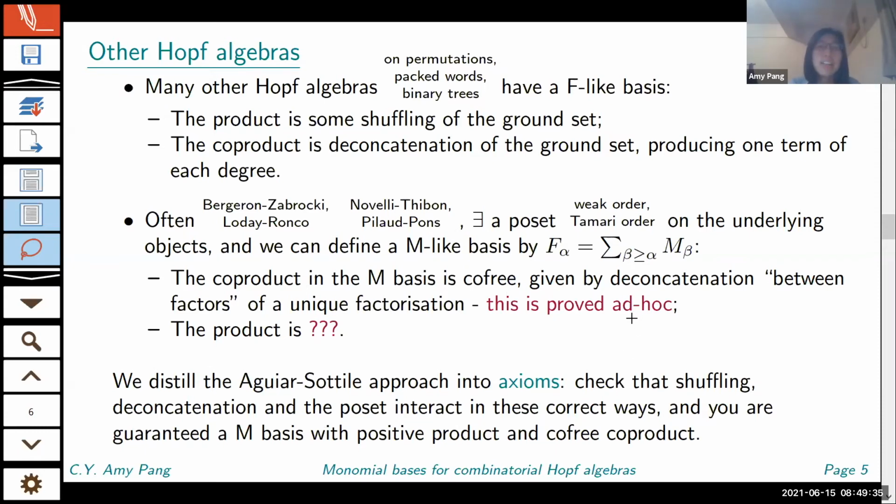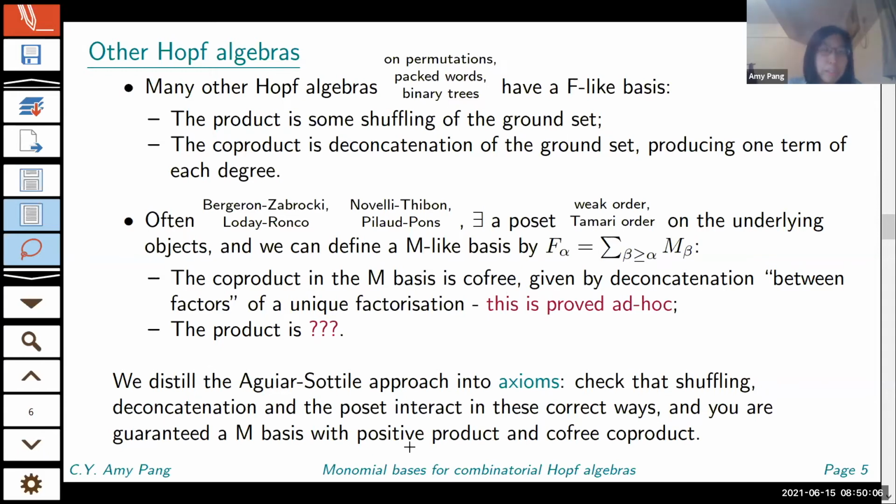So now, instead of having to prove that the monomial basis has these properties each time you have a new Hopf algebra, you just check all these conditions, and then our theorem will tell you that there's a cofree coproduct in the monomial basis. And also we have a formula for the products, and it turns out to be positive.